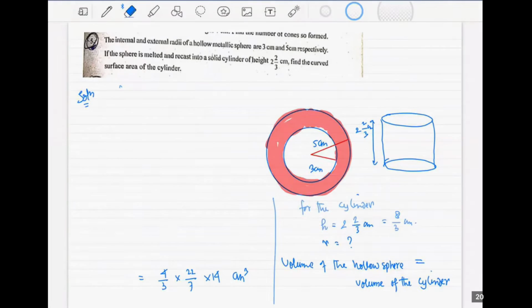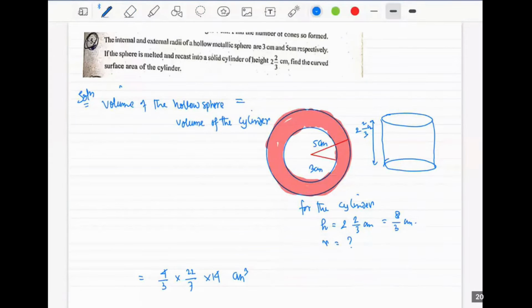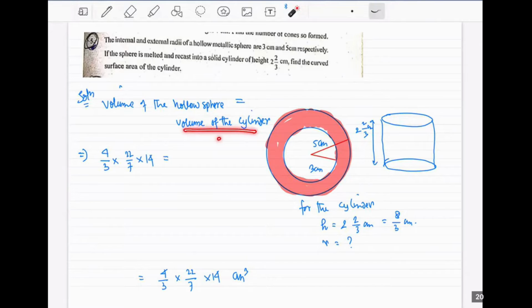All right, and let's pull it up here. This portion right here. And we know that the volume of the hollow sphere is equal to the volume of the cylinder. Now we have found out the volume of the hollow sphere. It is this value right here. So we will put the volume of the hollow sphere is 4 by 3 into 22 by 7 into 14 is equal to. What about the volume of the cylinder?